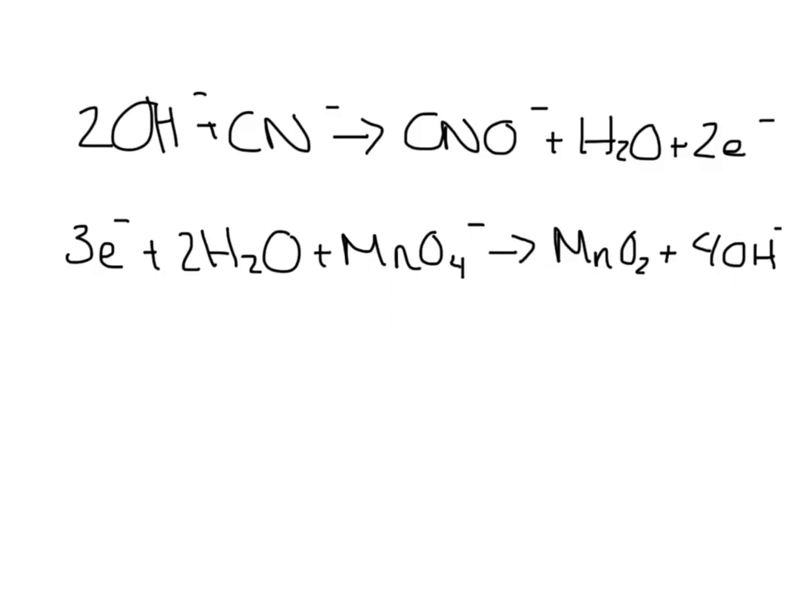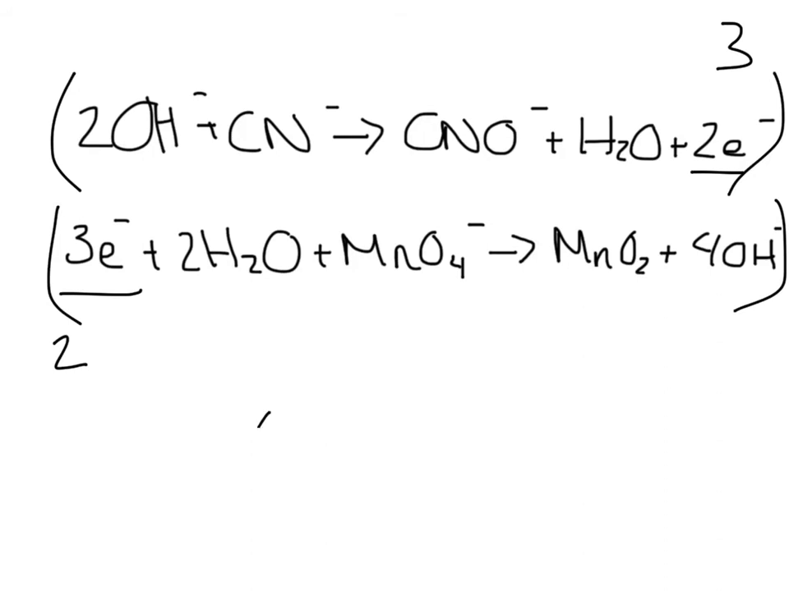Because I want them to have the same number of electrons, let's multiply. I have 2 electrons here, but I have 3 electrons on the other one. So if I multiply the top reaction, the oxidation reaction, by 3, and the entire reduction reaction by 2, that will give me 6 electrons for both of the half reactions, and that's what I want. So if I rearrange those and multiply everything, let's see what that will look like.